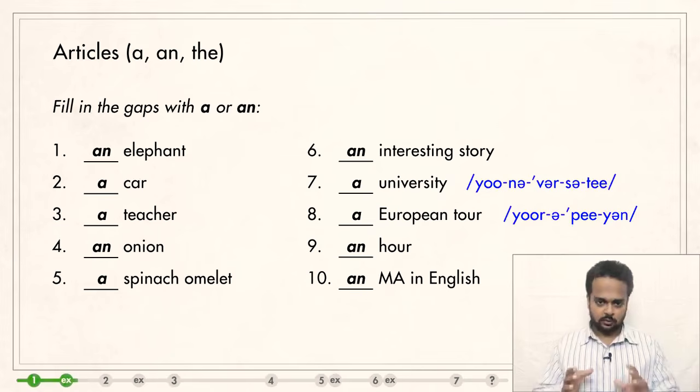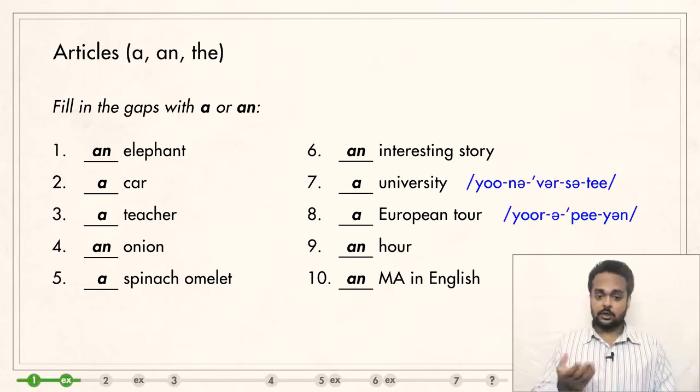We don't say university with a vowel sound, we say university with a y sound. So that first sound is a y sound, which is a consonant sound, so we say a university. Number 8 is similar. The word European starts with a y sound, so a European tour.